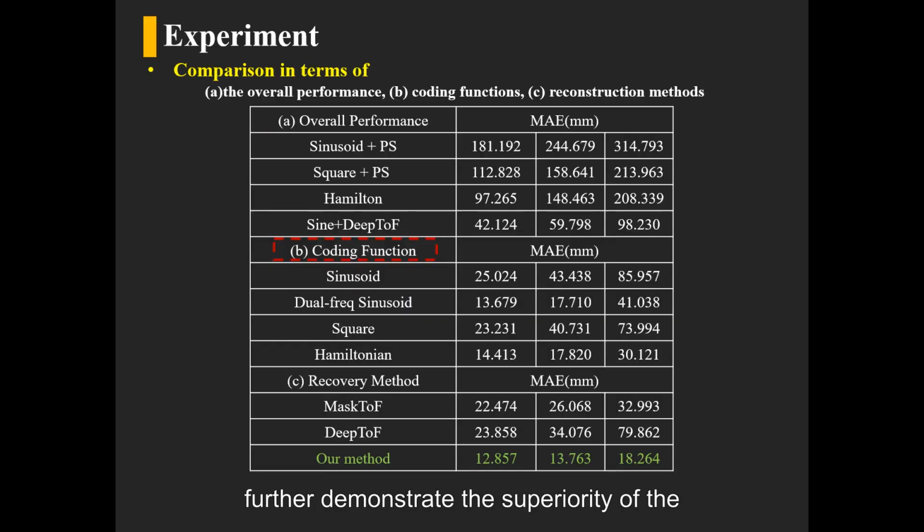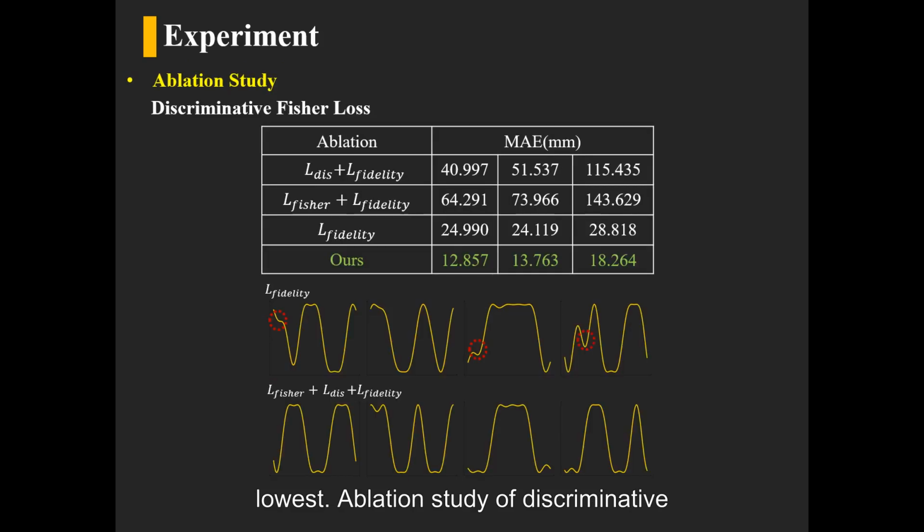To further demonstrate the superiority of the learned coding functions, we compare ours with other coding functions. As the noise level increases, the improvement of the learned coding functions is large. We demonstrate the efficiency of the proposed neural network against the existing TOF networks. The reconstruction error of our network is the lowest. Ablation study of discriminative Fisher loss. With the combination of two loss functions as discriminative Fisher loss, our method enables high depth precision and can greatly encourage the convergence in finding the optimal coding function.